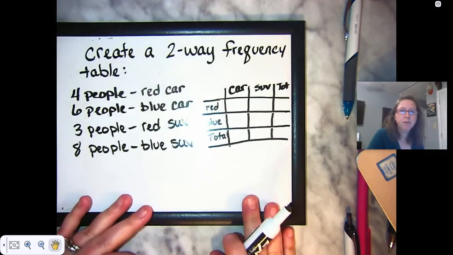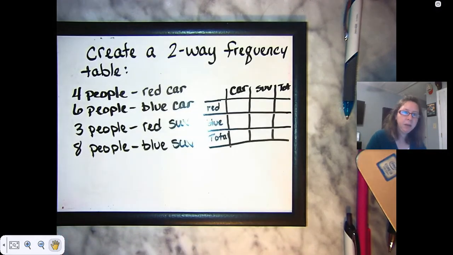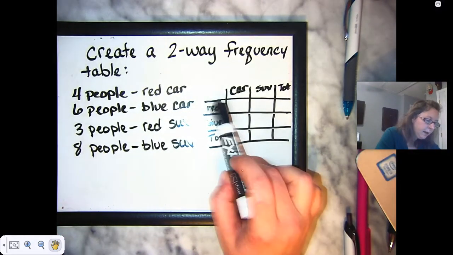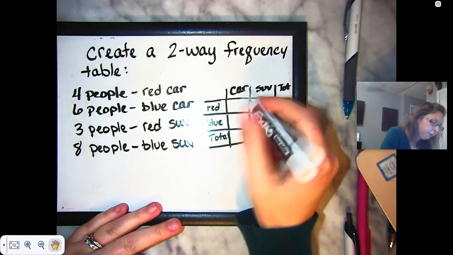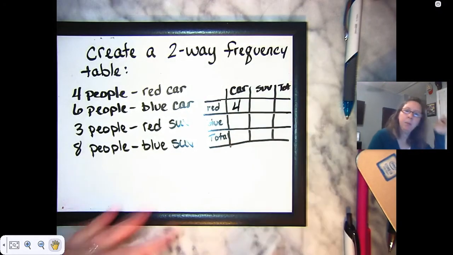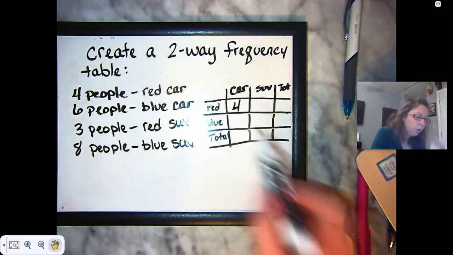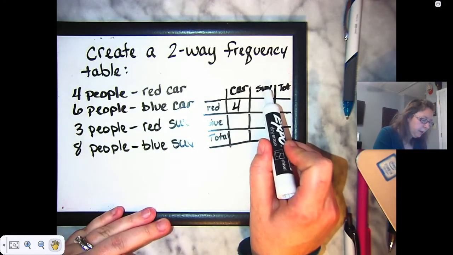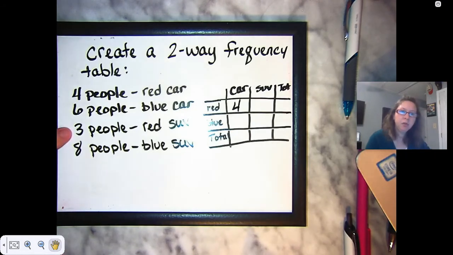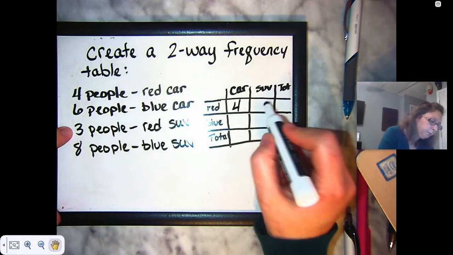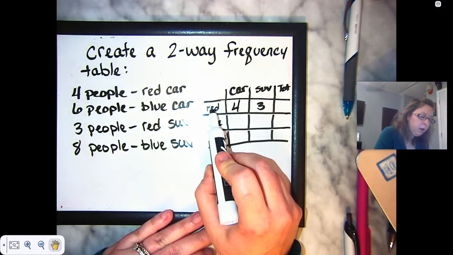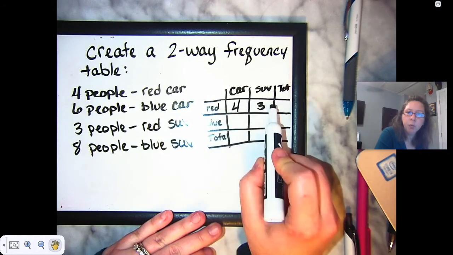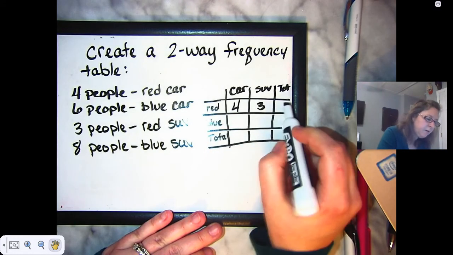So now we need to fill in how many people own a red car. And that is 4 people. How many people own a red SUV? And that is 3 people right here. So now I want to decide altogether how many people drive a vehicle that is red. And the total here is 7.